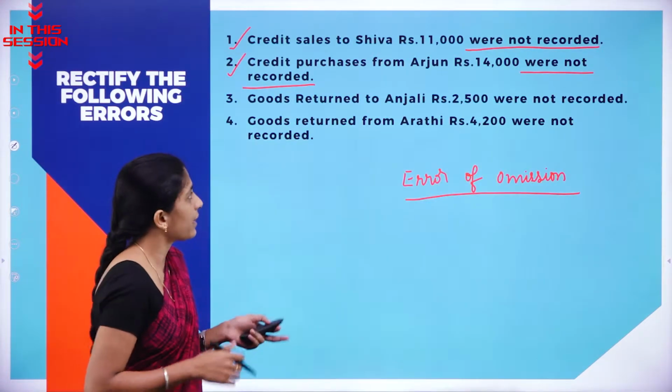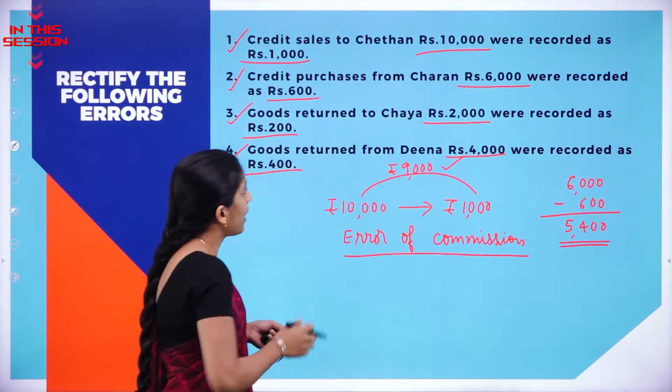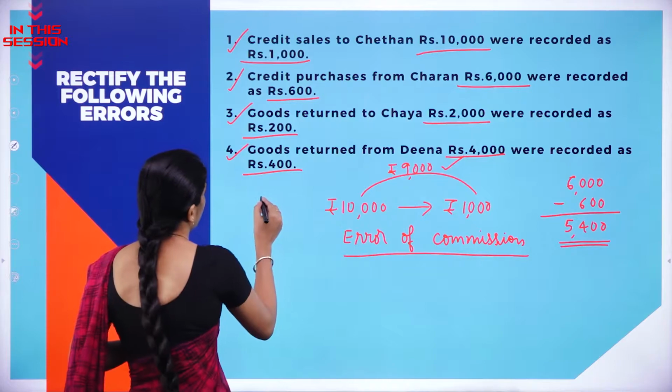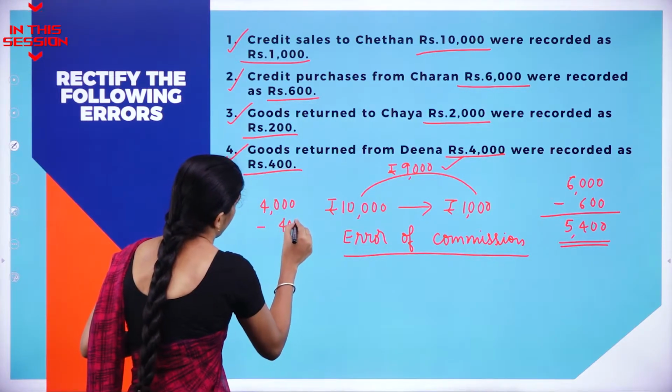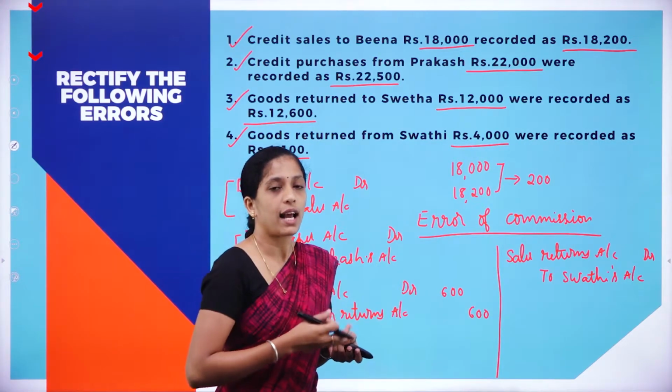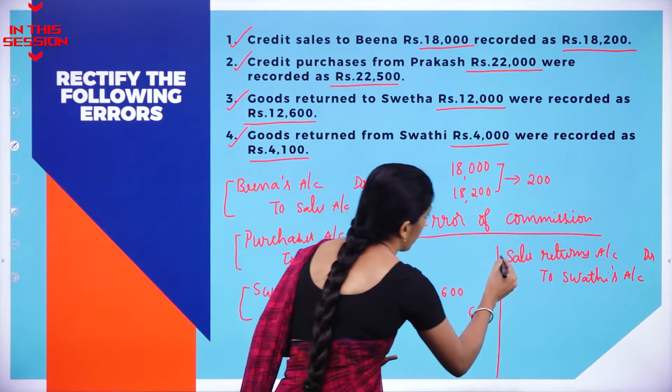Now what is a journal entry? Now we shall record this transaction. So what is a journal entry? Now how much will be the amount? That is 4,000 minus 400. Since they have recorded more than the actual amount, so we have to minus that 400. So we have to record the inverse entry.